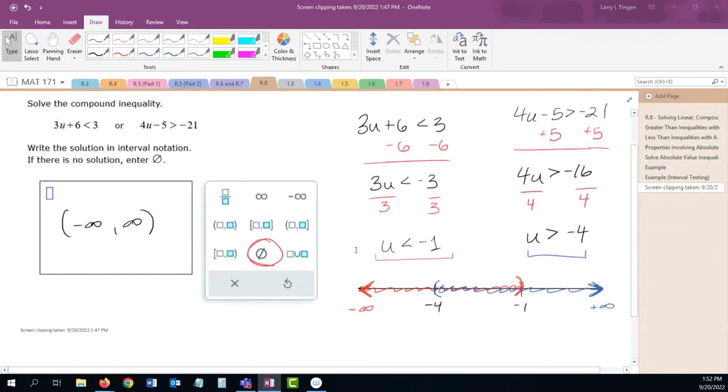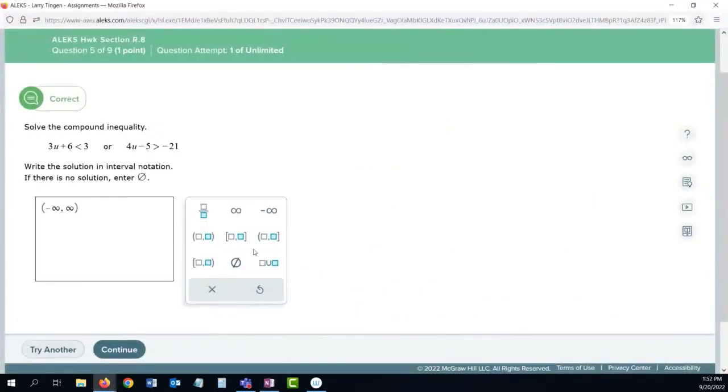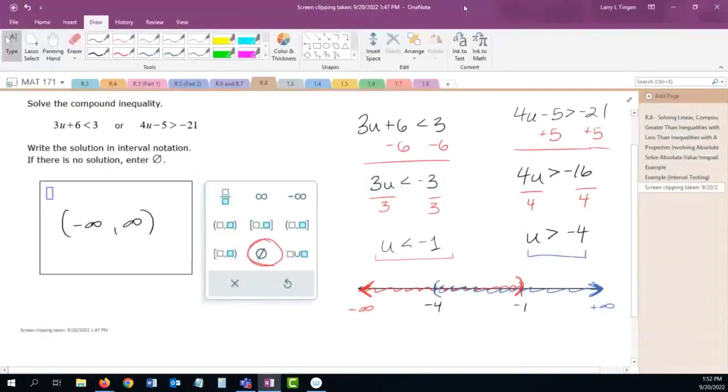All right. And if you take a look at this and you think, do I need to put U as an element of? There is no "is an element of" symbol. So that means I can't type it, which means it's not part of the answer. All right. What else? What other questions do we have?